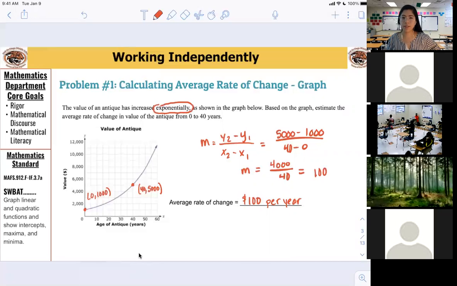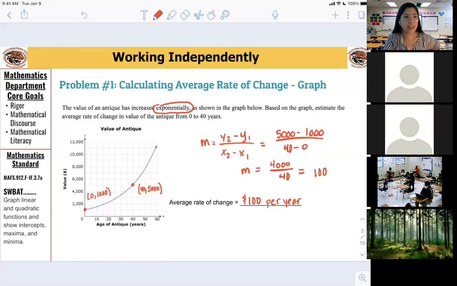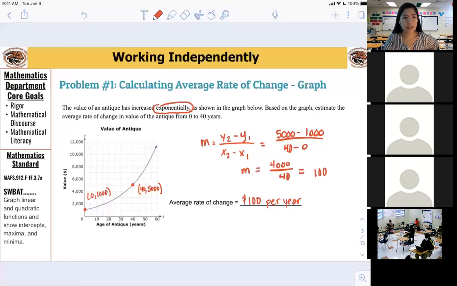How do we know that that is not linear? What do we look for on a graph? If it was linear, what would it look like? A straight line. Yeah, so this is not linear, this is exponential.